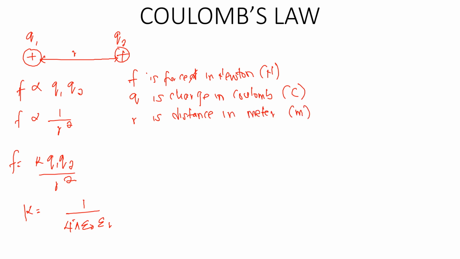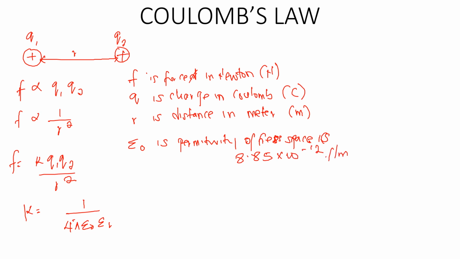Then we have epsilon naught, which is called the permittivity of free space, and it is a constant, given as 8.85 times 10 raised to the power of minus 12 farad per meter. Then we have epsilon R, that is the relative permittivity.